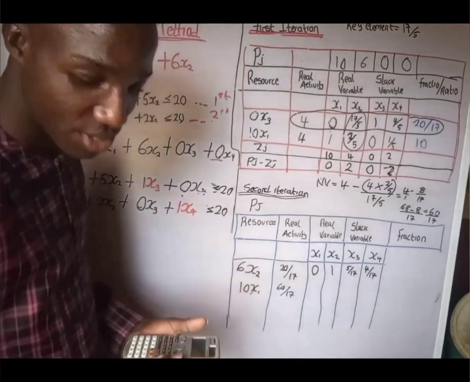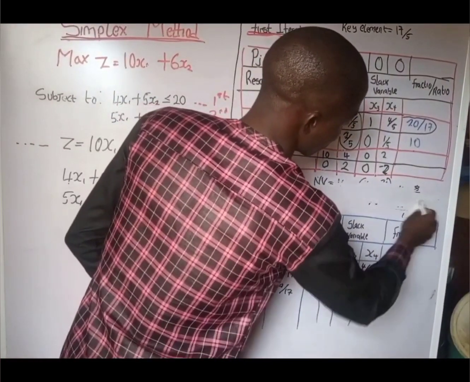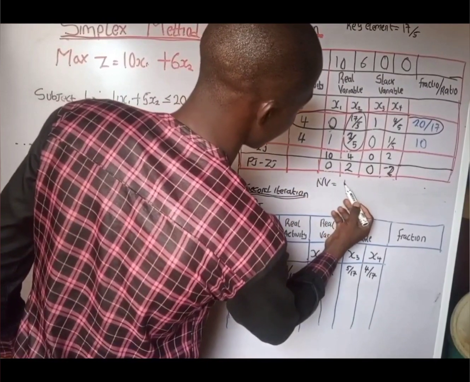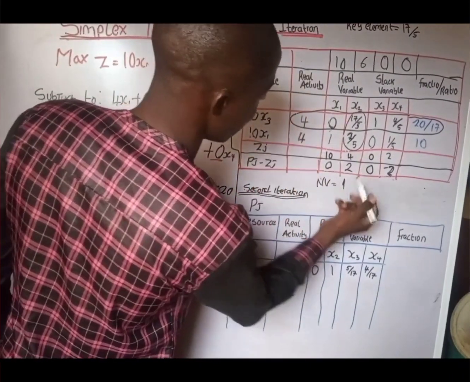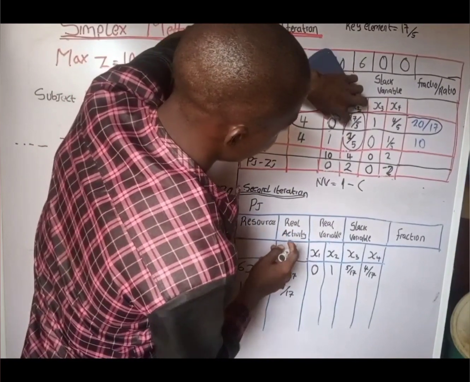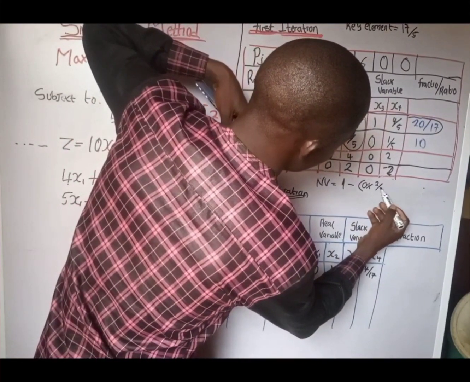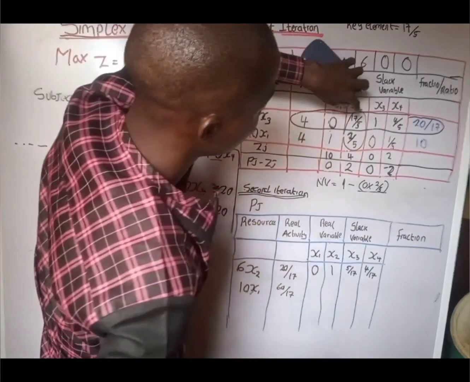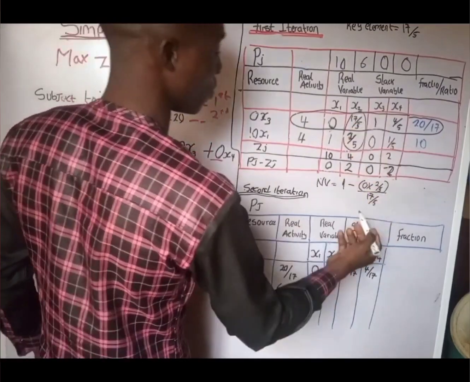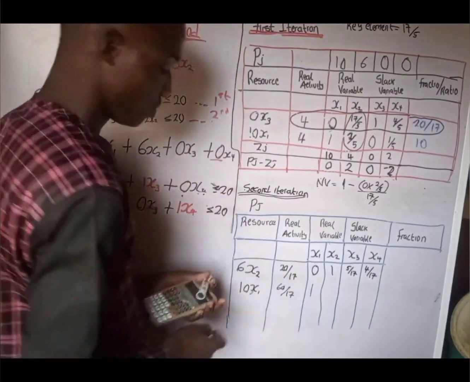Now, let's get the new value for 1. Let us follow the same approach. The new value for 1 will be 1 itself, which is the old value, minus the corresponding key row element, which is 0. So I'm going to have 0 multiplied by the corresponding key column element, 2 over 5, divided by the key element, 17 over 5. If you multiply 0 by 2 over 5, you give me 0. So 0 divided by 17 over 5 gives me 0. So 1 minus 0 is 1. So the new value will be 1.